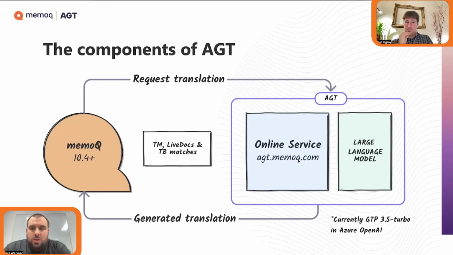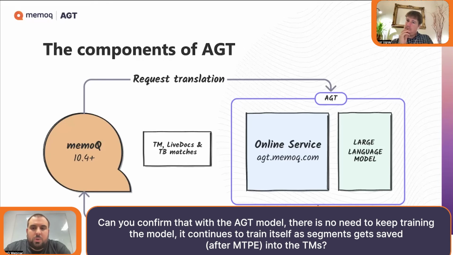Thank you very much. The next one is, can you confirm that with the AGT model, there is no need to keep training the model? It continues to train itself as a segment gets saved after MTPE in the TMs. So the first half, that's an absolute yes. This model is not getting trained. The large language model in the background, it is what it is. That model does not change. There's no training happening there. That is also one of the reasons why none of your data can in any way affect anybody else's usage and output.